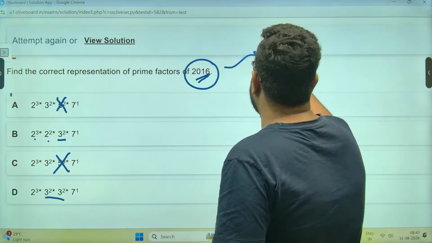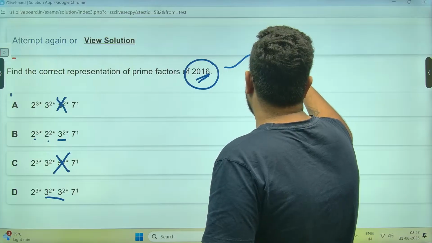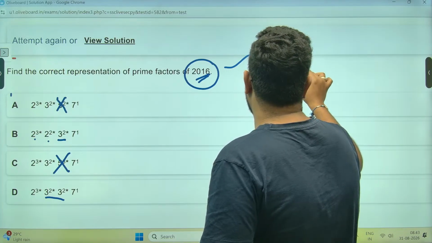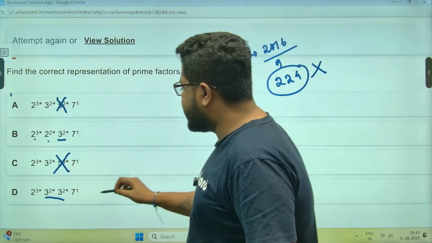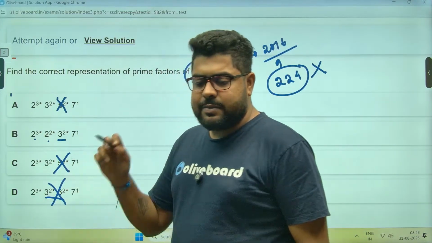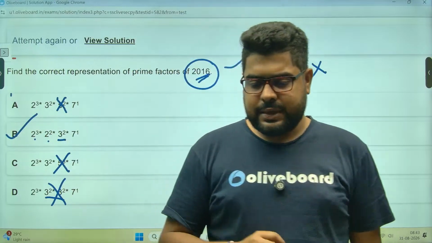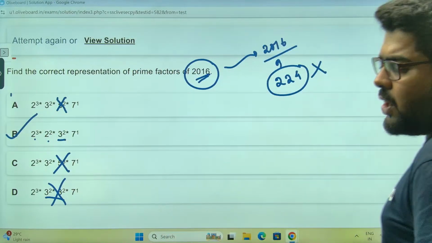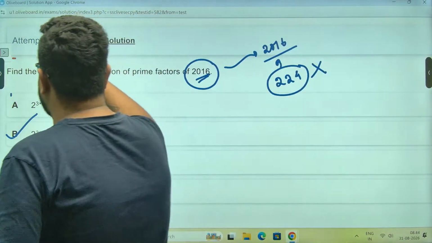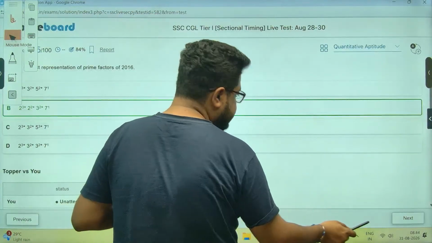So 2016 by 9. 9 twos are 18, 21. 9 twos are 18. So this is not divisible by 9, so this cannot be the answer. It is not divisible by 9 two times. It's only divisible one time. So B is the correct answer. B is the correct answer. You see, here I eliminated the options rather than selecting the option. That's also another way to shorten your calculations.